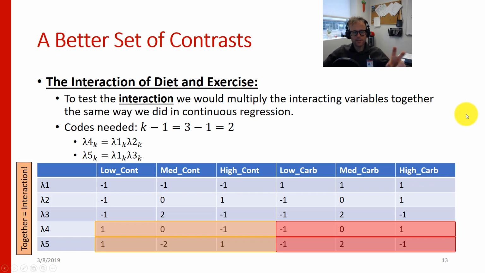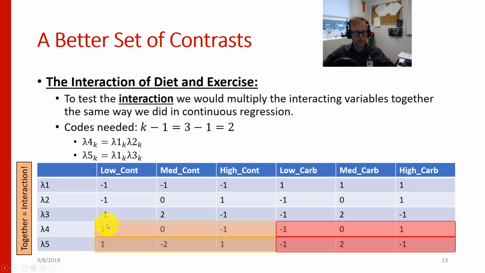In order to answer the question about the interaction, what we do is we multiply the interacting variables together. So this is the same as what we've done with interaction in continuous regression. The only difference is that now we're going to have to multiply individual contrasts together when we have more than one contrast per variable. So for the effect of diet, that's not too hard because we have just one contrast, right? We have lambda 1.